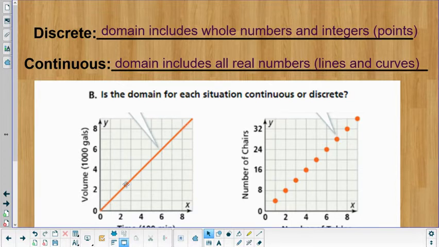This is a continuous example because I can take my pencil and I can draw this line without picking up my pencil. So lines and curves are continuous. They don't stop. Discrete data are individual points. You have to pick up your pencil every single time you want to plot these points. So this one does not include those parts in between the wholes, whereas the pool one does.